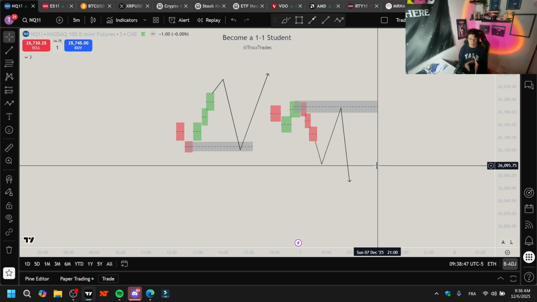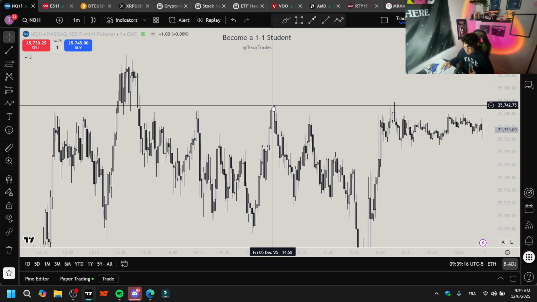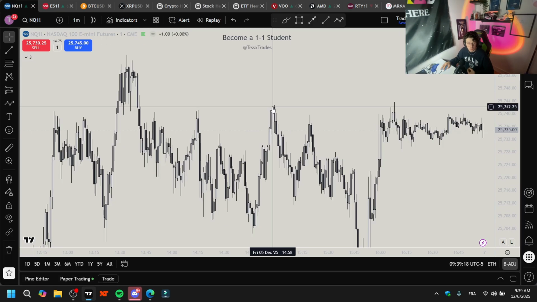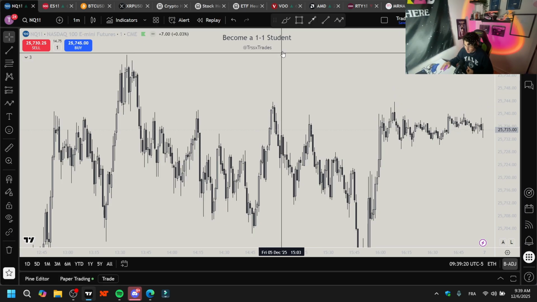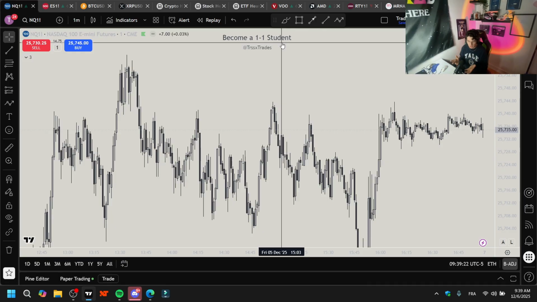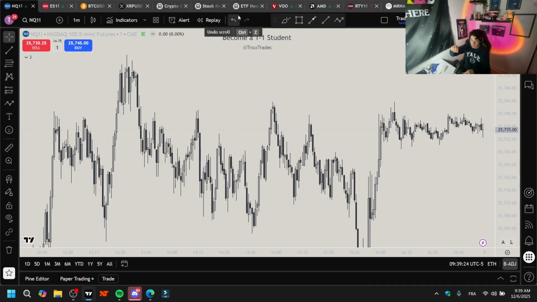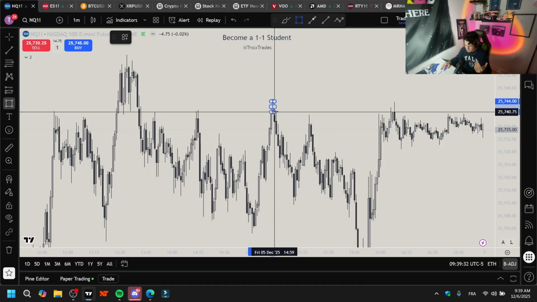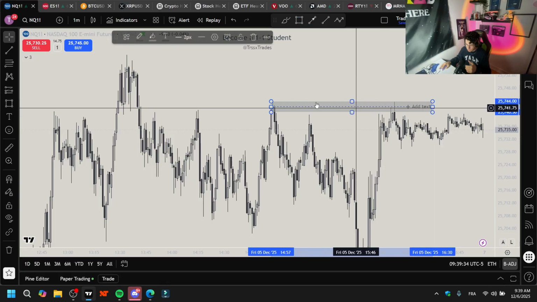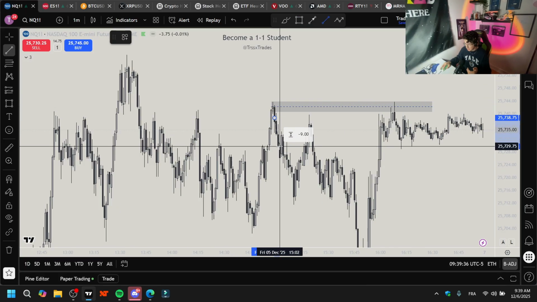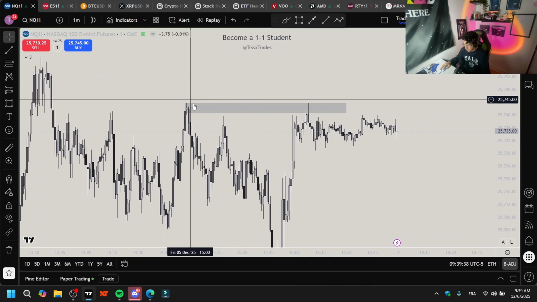That's all there is to order blocks, but now I'm going to show you how to implement it into your own strategy. So right here, what do you notice? You notice that we have a last bullish candle before a move down, right? I said it has to be a fair value gap, but it doesn't have to be. It can be the last green candle before a series of red candles, and so on. So right here, we have our last bullish candle before a bearish move, so bam, we create the order block.